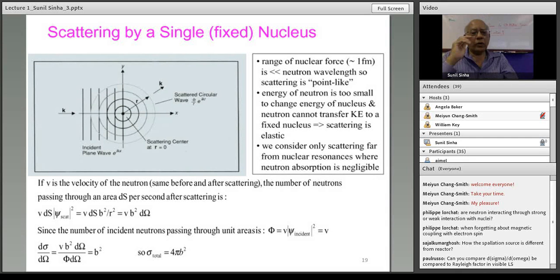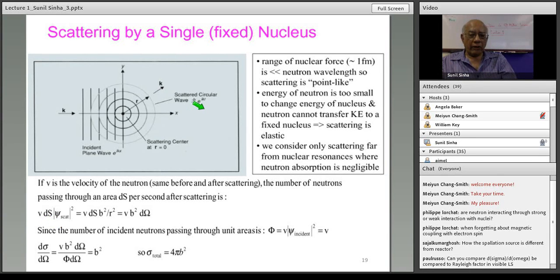Okay, so let's calculate the differential cross section for this simple case. Let's calculate the total flux of neutrons going out through this area dS here. Sorry, let me get my pointer back. The flux going out through this dS is given by the velocity of the neutron times the area dS times the modulus square of the wave function at that point. That's just the general result in quantum mechanics, that that's the flux of particles through a surface when the wave function is known.